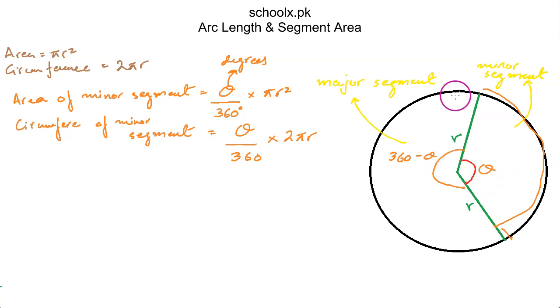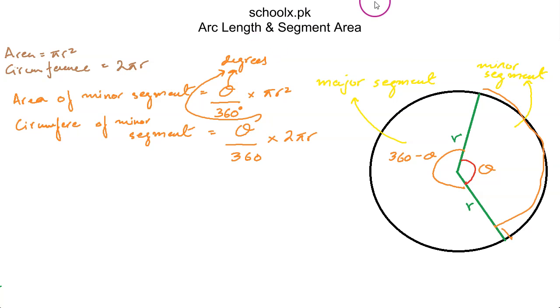Now if I want to find the arc length of the major segment, or the circumference of the major segment, I'll be using this angle 360 minus theta. In the place of theta, I'll use 360 minus theta divided by 360 and multiplied by 2 pi r. I'll get the circumference of the major segment, also called the arc length of the major segment, right? Now these two are applicable only when theta is in degrees.